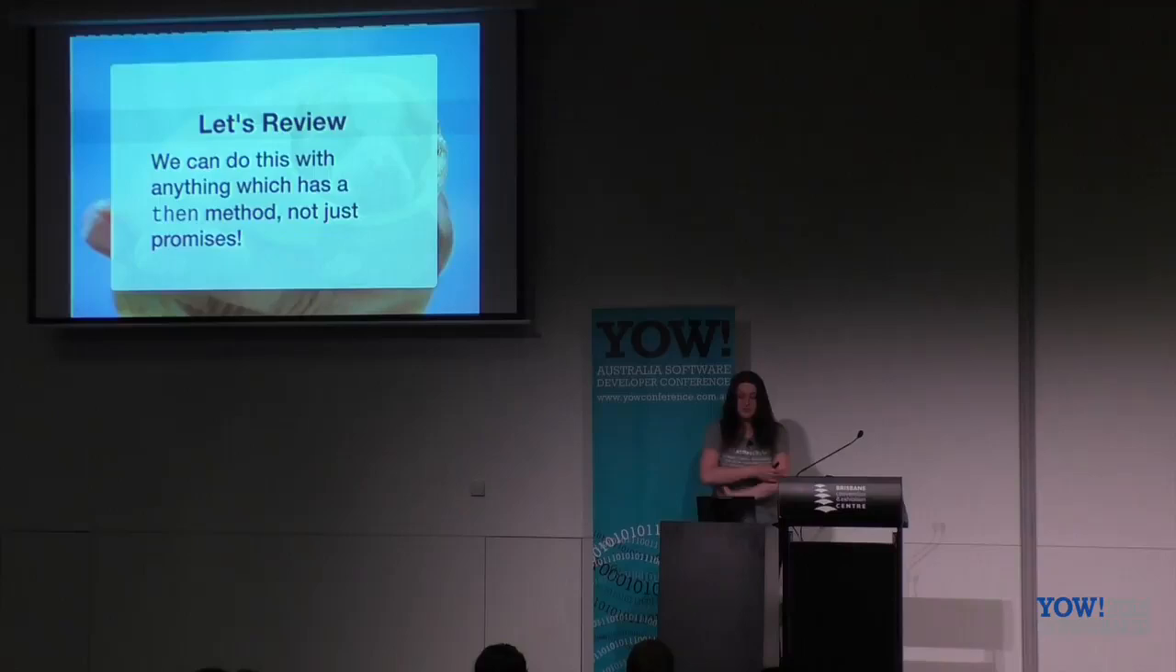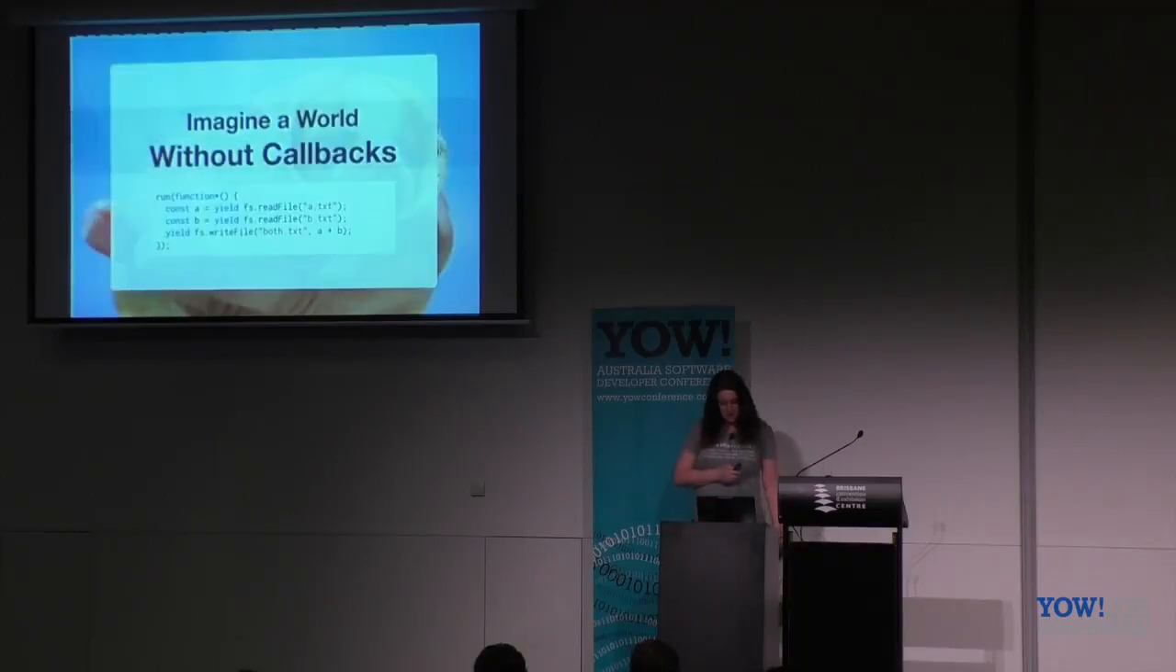And as I showed you with the maybe, we can do this with anything that has a then method. It doesn't need to be like a specific async fetch operation or anything like that. We can sort of change the semantics a little bit of it, using things like the maybe. So imagine a world without callbacks. This is Node. Imagine, at least, if Node's API functions return promises.